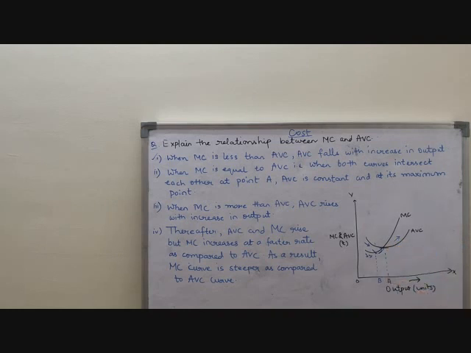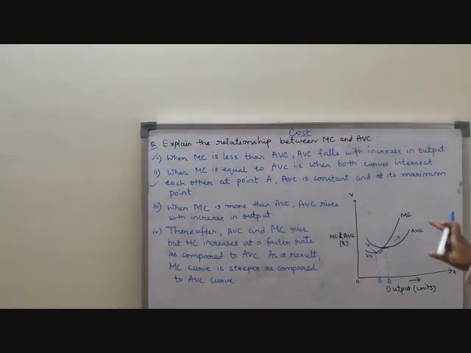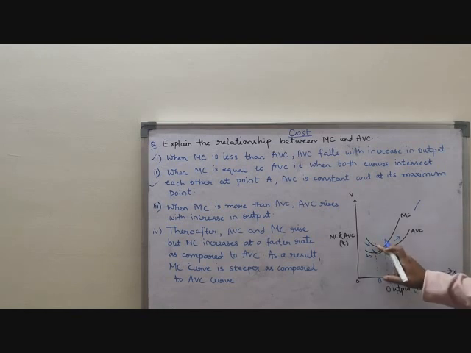So it is constant at its maximum point. Clear? Okay. Third point. You see, when marginal cost is more than the average variable cost, average variable cost rises with increase in the output. Obviously, both will fall together, but marginal cost will be below the average variable cost curve in this part.